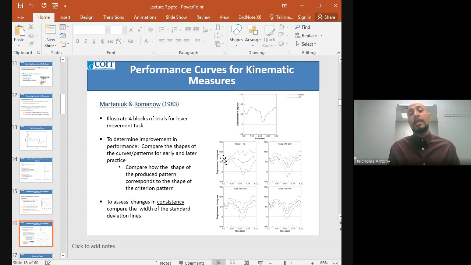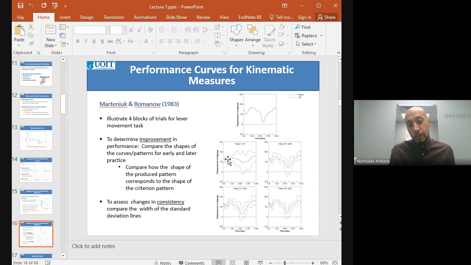So what they did was they averaged out that kinematic profile for trials 1 through 10, 271 to 280, 511 to 520, and then 751 to 760. And so each one of these is an average of 10 different trials. Well, what can you see here? So the dotted lines are the standard deviation.